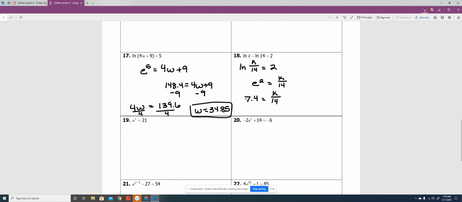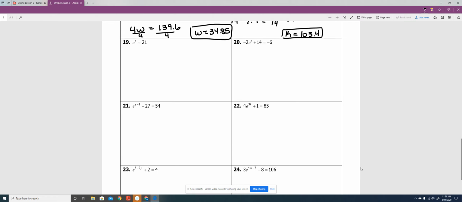And then to solve for k, I need to multiply by 14. And I get that k is equal to about 103.4. So those aren't too bad. Let's find one that's a little bit trickier.